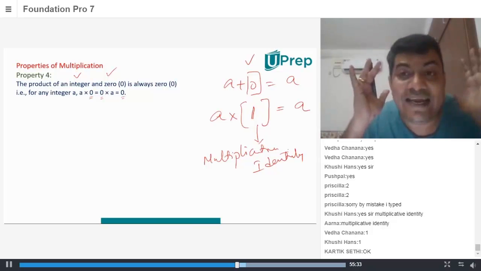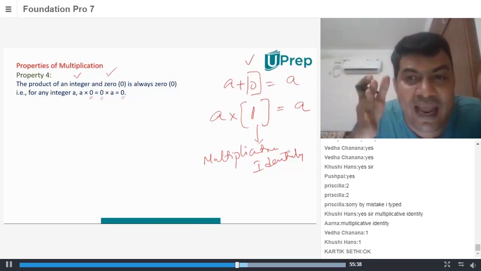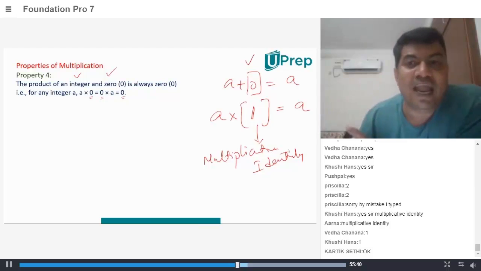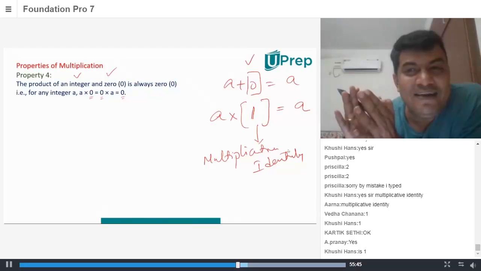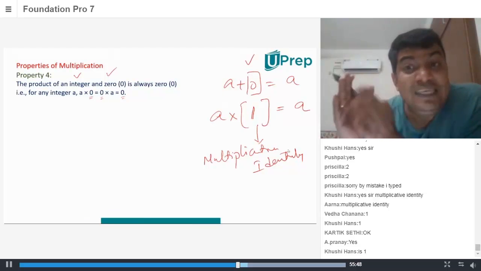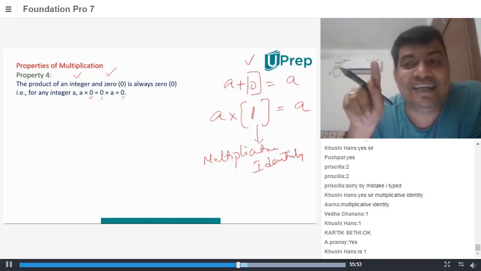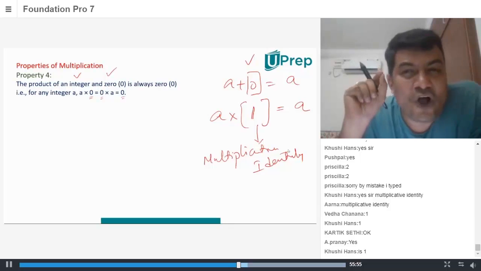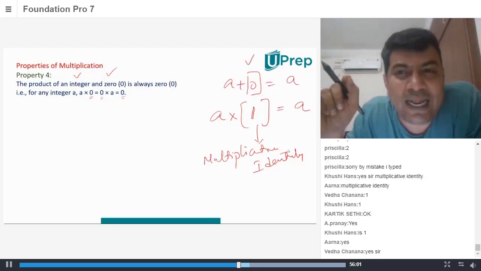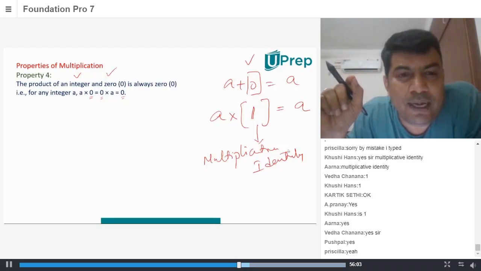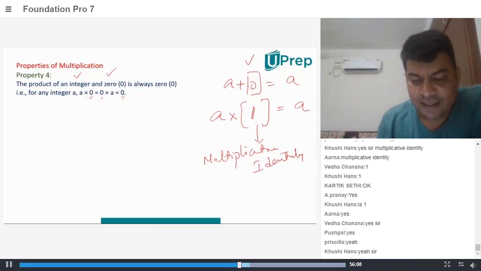That's the reason 1 is called multiplicative identity. Get this concept right. Identity is something which makes you look similar. If you have a multiplied with what will give you a? 1. So 1 is known as multiplicative identity, whereas a plus 0 is giving you a, therefore 0 is called additive identity. Can I assume all of you have understood the meaning of identity? If yes, mention yes in the chat box quickly. Brilliant.